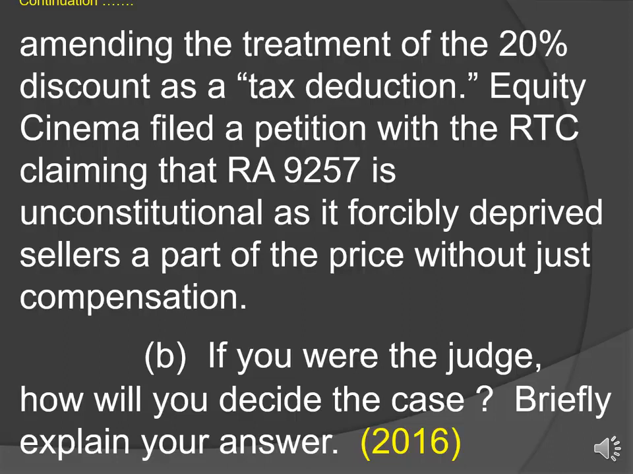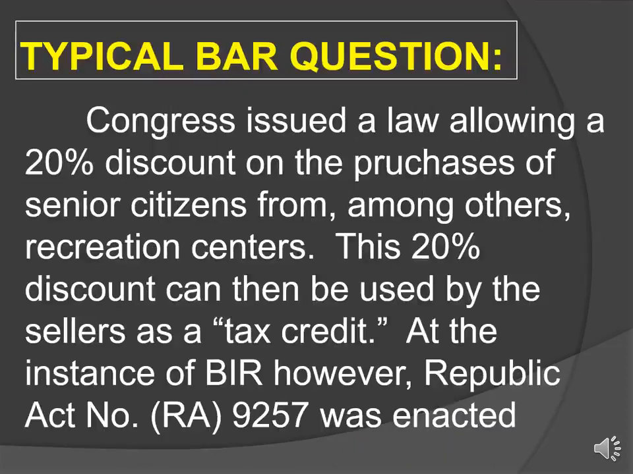Briefly explain your answer. So find out exactly what is the issue. What are they quarreling about? So go back and have a look at the problem now from the beginning. Congress issued a law allowing a 20% discount in the purchases of senior citizens from, among others, recreation centers. This 20% discount can then be used by the sellers as a tax credit.